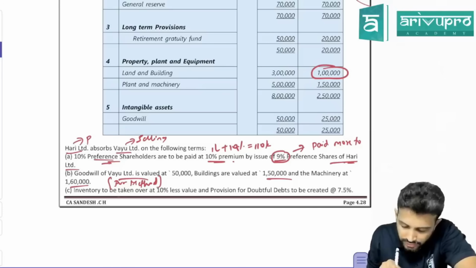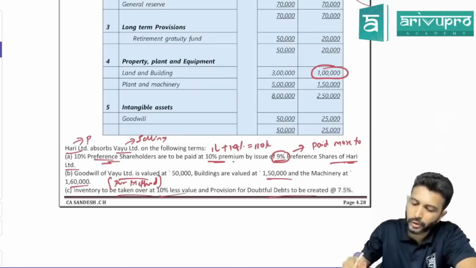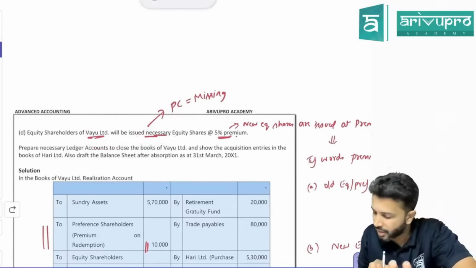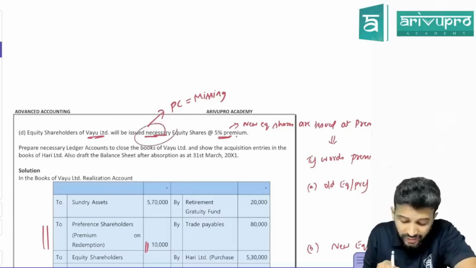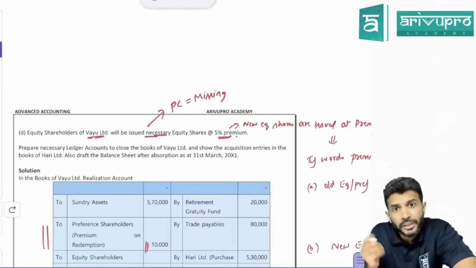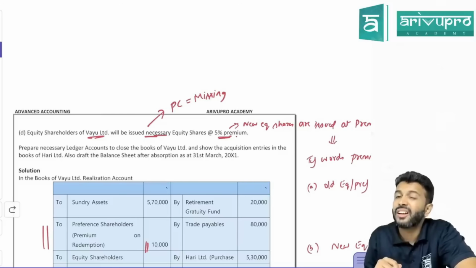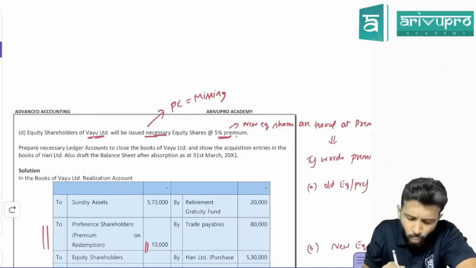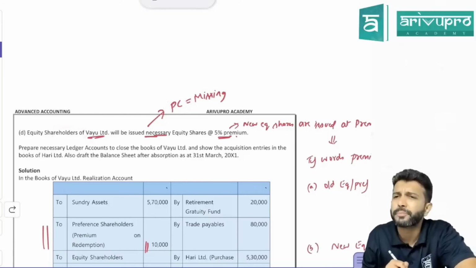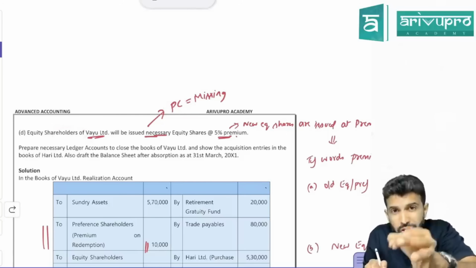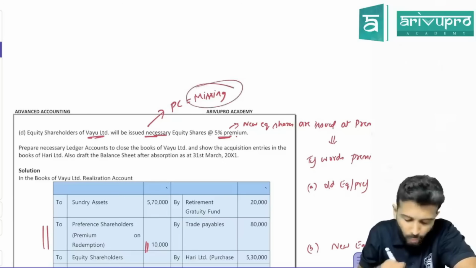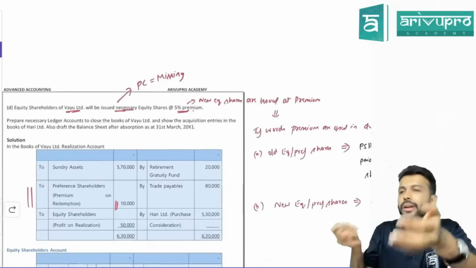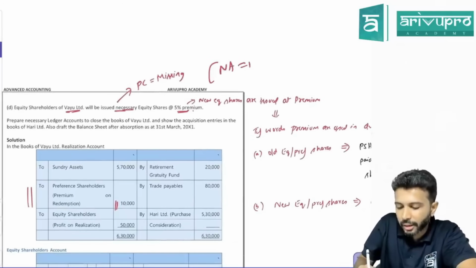So purchase method. Inventory to be taken over at 10% less. Provision for doubtful debts at 7% you need to create. Equity shareholders of YO Limited will be issued necessary equity shares. Sir, they said the word necessary. How many equity shares are given? Is the number of equity shares issued mentioned or not? Not mentioned. What you give to equity shareholders is part of PC, no? Is the value of PC mentioned or not? That means indirectly, sir, PC is missing. And if PC is missing, what to do? Find out net assets, and net assets itself becomes PC.